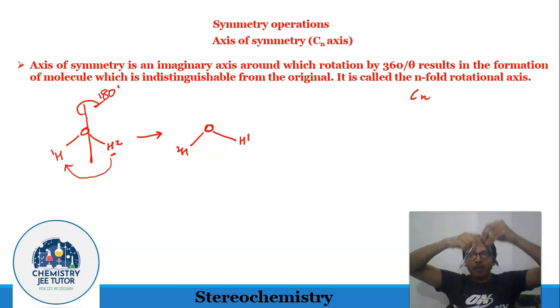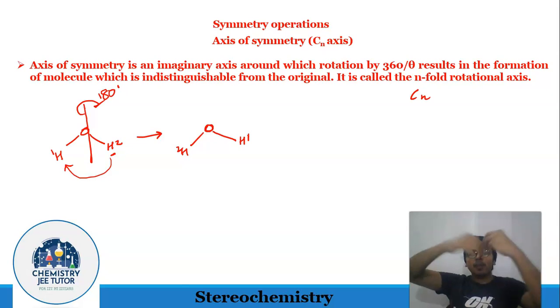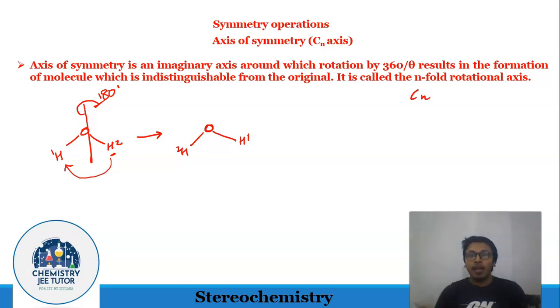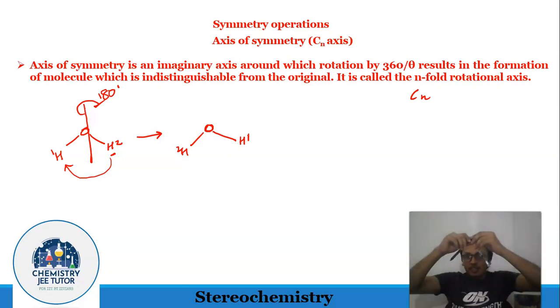So what is that? This is H1, suppose the left one, and this is H2. Look at it carefully. So H1, H2, we rotate by 180 degree. What happens? H1 goes to the position of H2, and H2 goes to the position of H1. Now remember, we are just numbering. H1 and H2 are both hydrogen. They are indistinguishable. Rotation of this by 180 degree results in a molecule which is indistinguishable from the original.